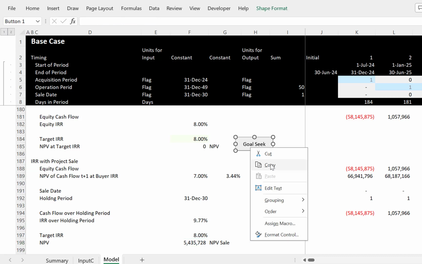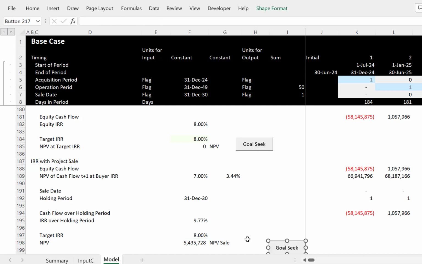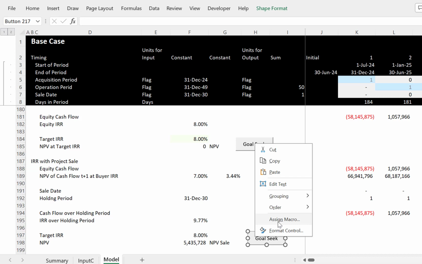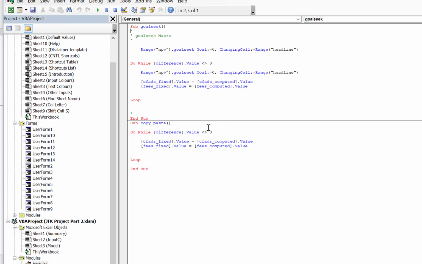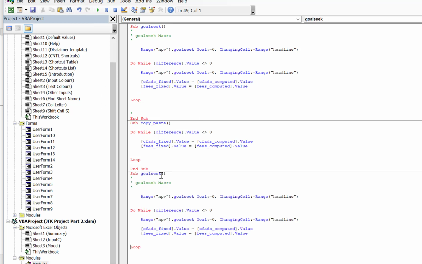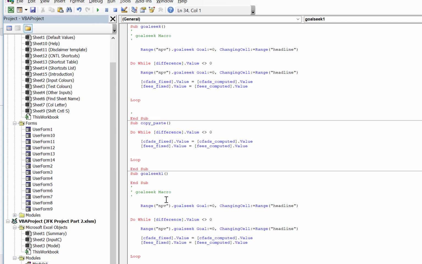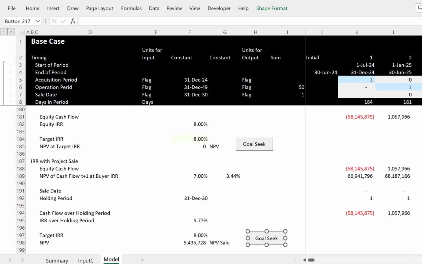And then we copy this goal seek. Okay, and instead of even doing the goal seek manually, we just go to assign macro, edit, and let's make this goal seek 1 or something. Copy it all the way down. And this is NPV sale, I guess. What was that? Was that one word? I can't remember. No, it had an underscore in it. Okay, so if we look at this, it put a little underscore in there for us.